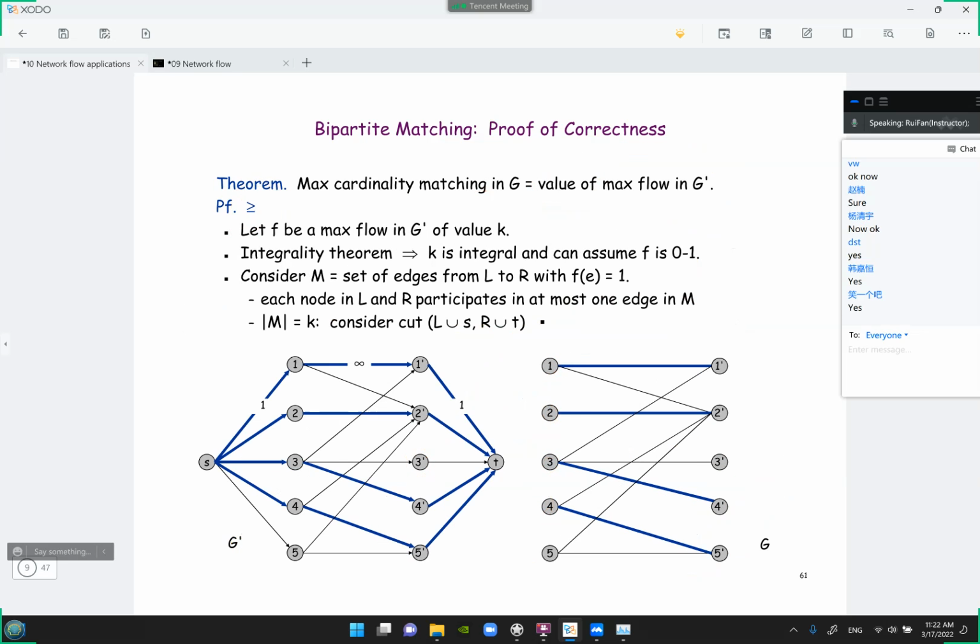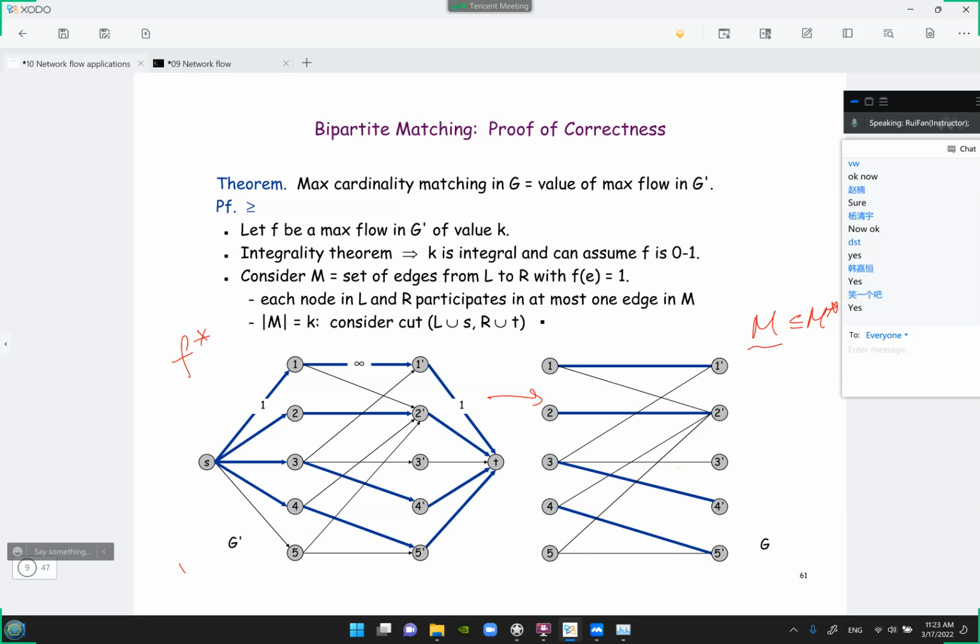Now for the next direction of the proof, we want to show that the max matching is at least the max flow. So what we're going to do is start with a flow. G prime here, this thing on the left, is a flow, and then you're going to transform it into a matching. This is just some sort of matching over here, and this matching can be no more than the optimum matching. So suppose this here is the max flow.